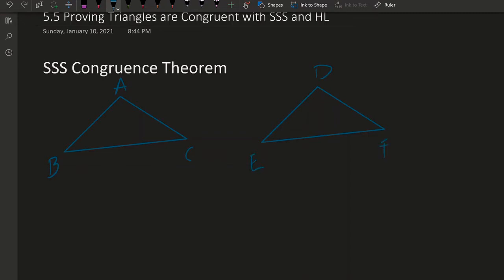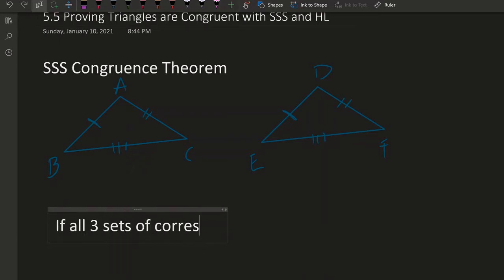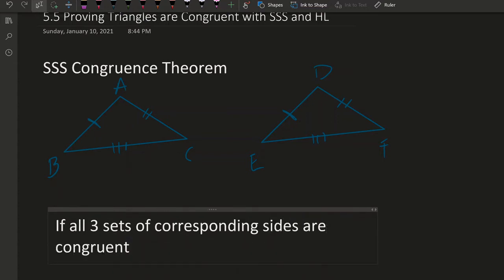So what the side-side-side congruence theorem says is that if I can show that this set of corresponding sides is congruent, and this set of corresponding sides is congruent, and this set of corresponding sides is congruent, then the triangles themselves must be congruent. So I will say, if all three sets of corresponding sides are congruent, then the triangles must be congruent.